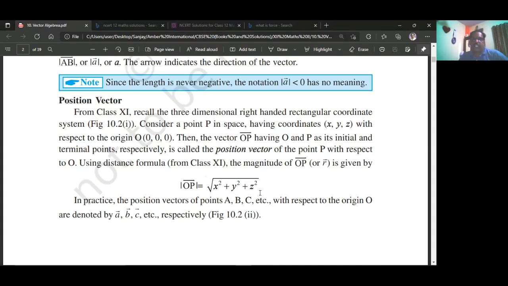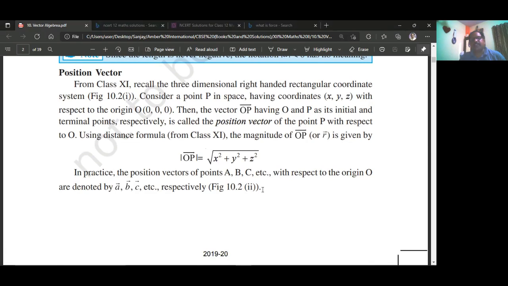But here it is the distance between the point P(x, y, z) and the origin (0, 0, 0). So x minus 0 will give us x only. Similarly, y minus 0 will be y and z minus 0 will be z. So it is written directly as the root of x square plus y square plus z square. This is the position vector of point P with reference to the origin. In the same way we can find the position vector of any point with respect to some other point also, which we will discuss after some time.